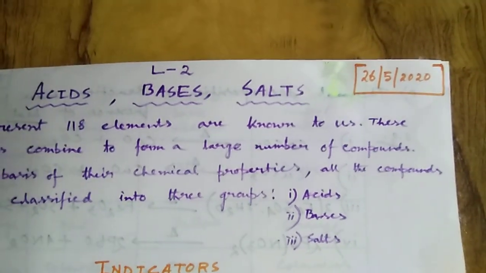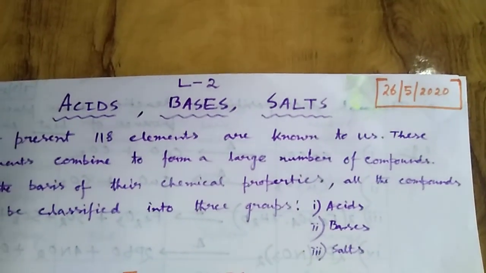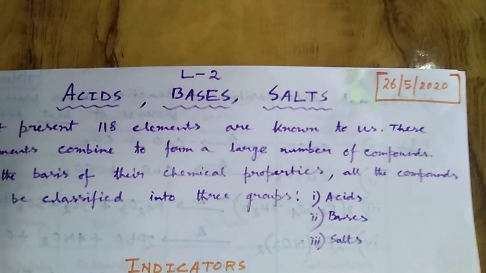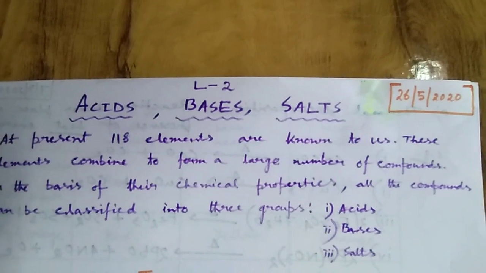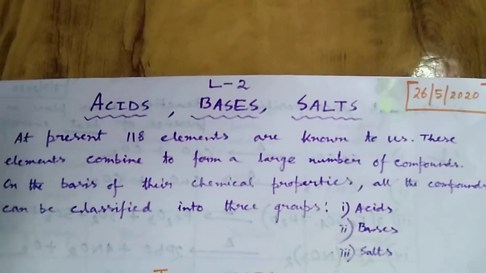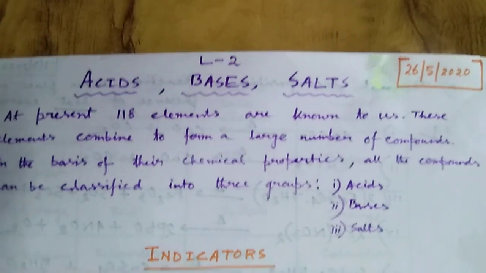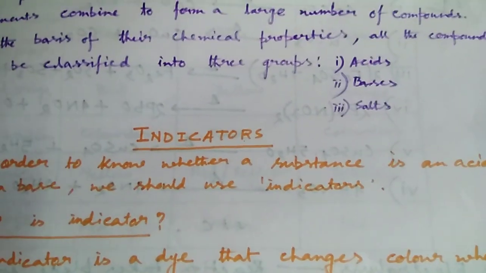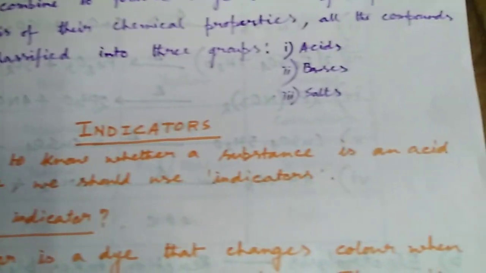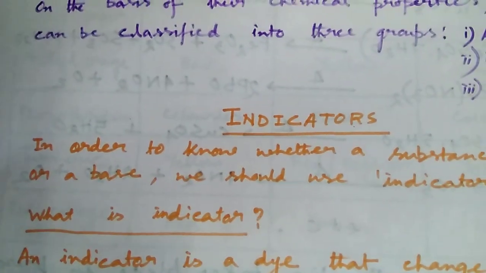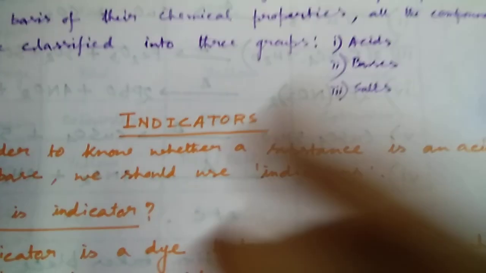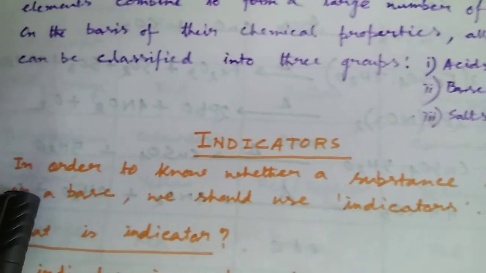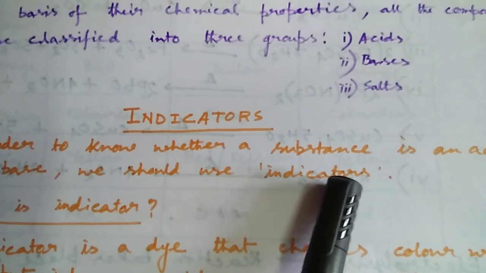Now the question is, how are we able to detect them, how are we able to identify the compounds which are acidic, which are basic and which are salts? To do that, we have to introduce one new substance, that is called indicators. So today we will start with the lesson about the indicators. What is an indicator? In order to know whether a substance is an acid or a base, we should use indicators. That means to detect the acidic or basic behavior, we have to use indicators.